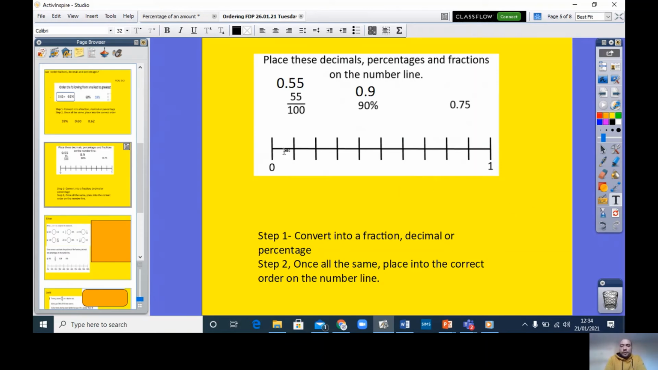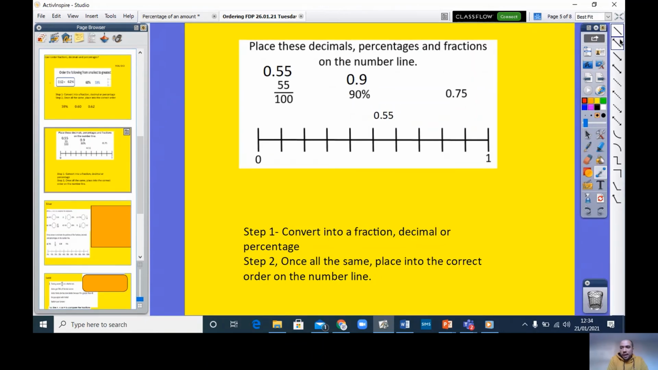Okay, brilliant. So let's see what we've got. We've got 0.1, 0.2, 0.3, 0.4, 0.5 is here, and 0.55 is going to be bang on in the middle here. So I just draw a little arrow so we know, it's bang on in the middle of 0.5 and 0.6. So 1, 2, 3, 4, 5, 0.55. Pause the video. Where would 0.75 and 0.9 go?